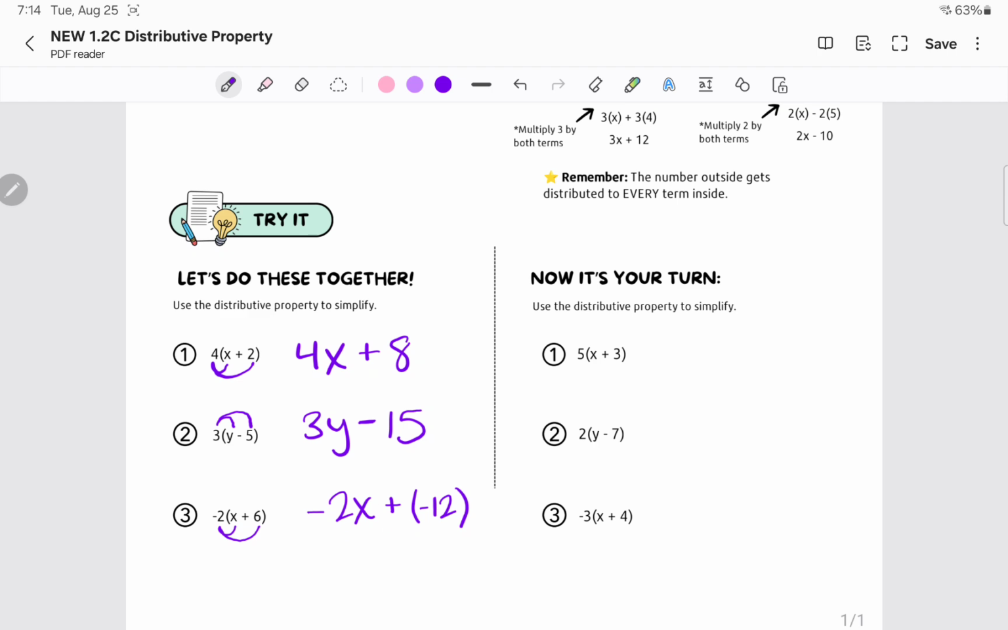It doesn't really matter. I'll accept this if you have it like this. So now I want you to go ahead and pause the video, try these 3 on the right on your own, and we'll check in a second.